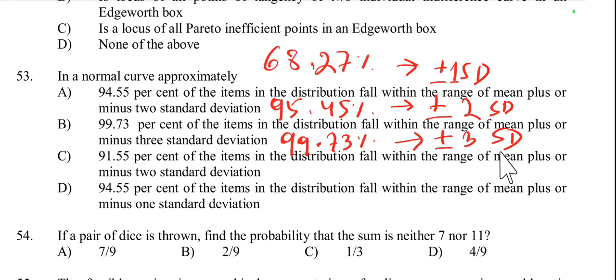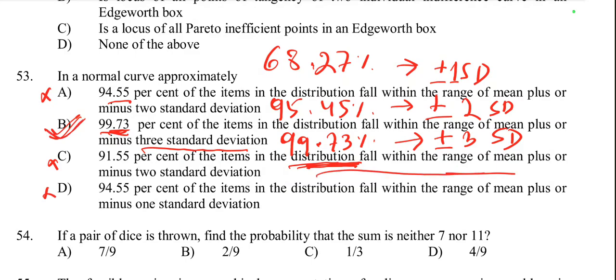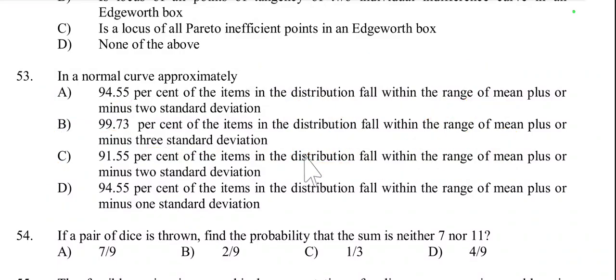So here option 1 is incorrect, option 2, yes, option 2 is right, because this indicates the third, 99.73, plus minus 3 standard deviation. So option B is right here. C and D are incorrect here. Only option B is right here. This is the formula: 1, 68.27, 2, 95.45, and 3, 99.73.